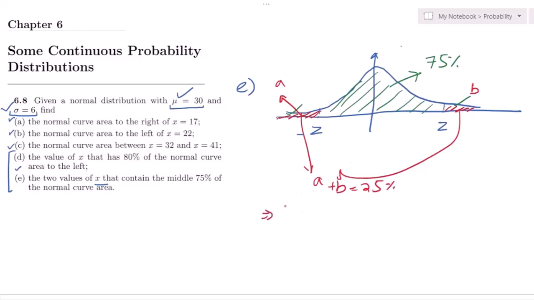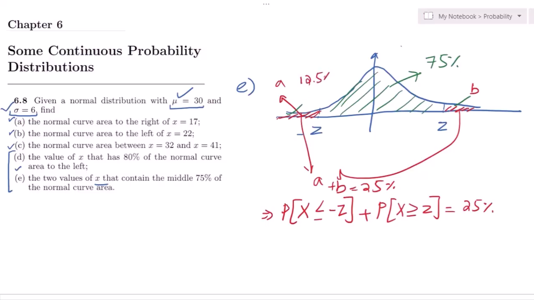Means what are those areas? This one is the probability that x is less than or equal to minus z, plus this b is here, the probability that x is greater than or equal to z, this is the 25%. Okay, similarly, as this is a symmetrical curve, therefore each area here would be what? It would be 12.5%, and this is also 12.5%. Okay, so this is it, half of the 25%.